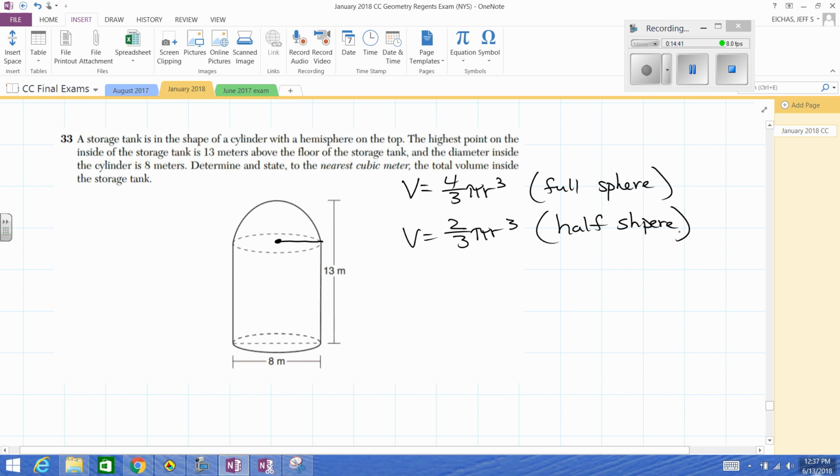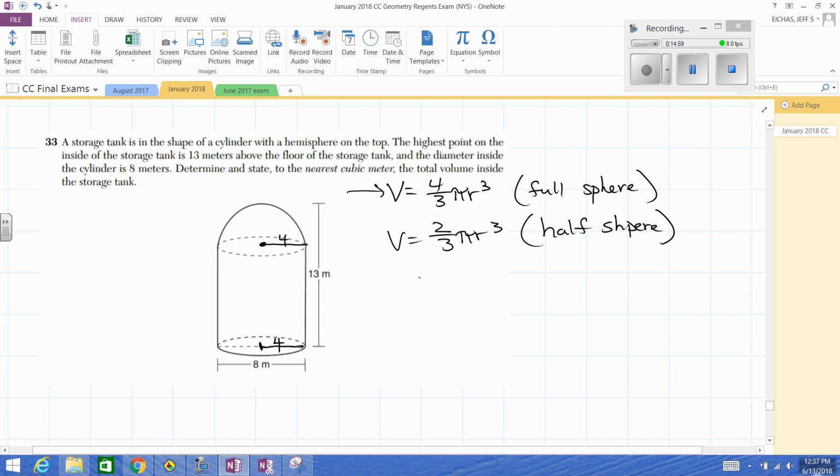Now you can do it this way. You could calculate a full sphere and then cut it in half at the end, or you could just manipulate the formula early. It doesn't matter to me. Okay. Now, how do we get the radius? Well, the radius is half the diameter. So if the diameter is 8, the radius is 4. So R equals 4 meters. So let's go get that volume.